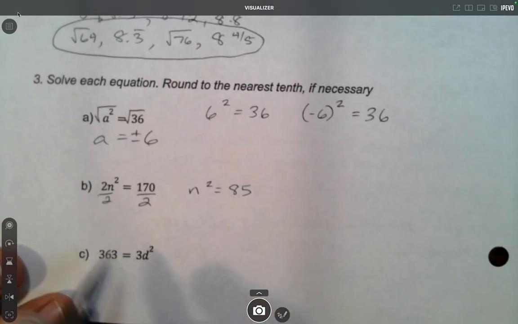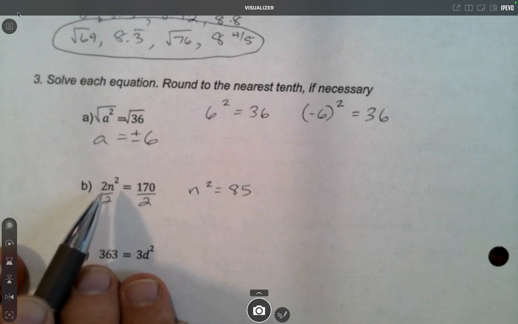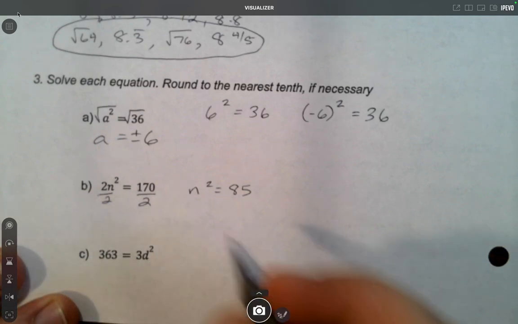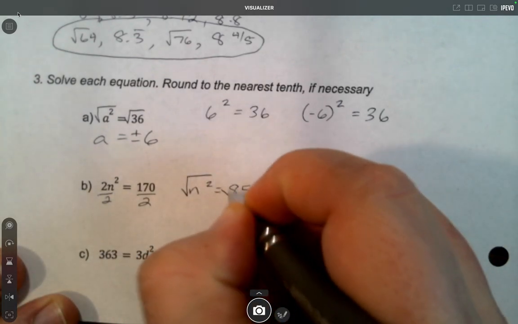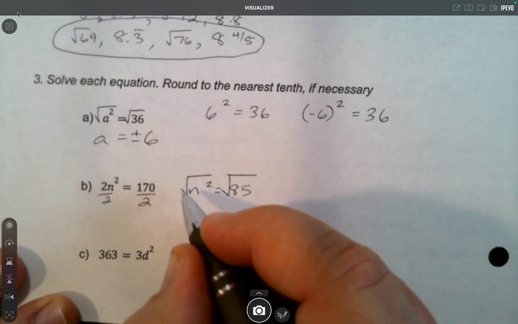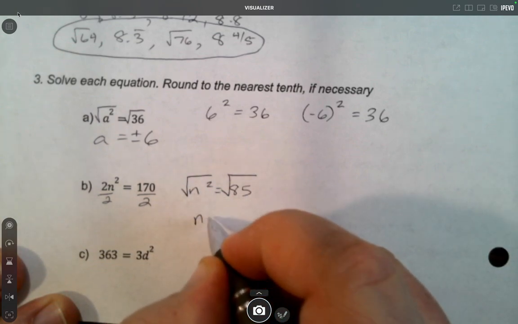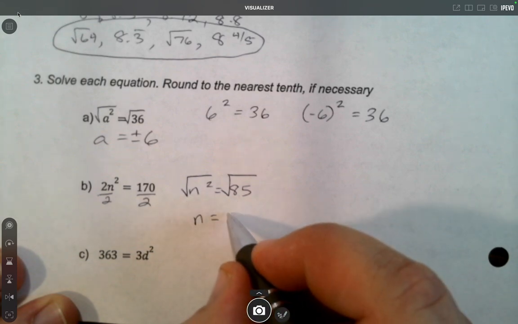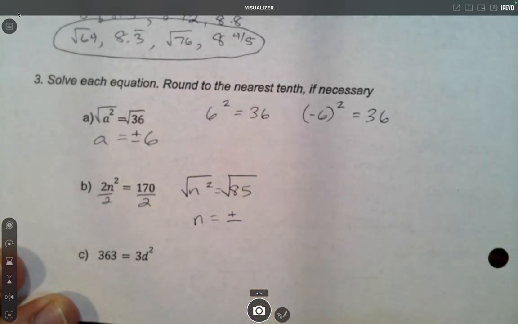So now back to b. Like I said, we needed to take care of the 2 first. So 2 was being multiplied, so we divided both sides by 2. Then we'll take the square root of both sides to get rid of the squared. The square root of n squared is n, and because I'm solving for a variable, and I took the square root, I have to put plus or minus.